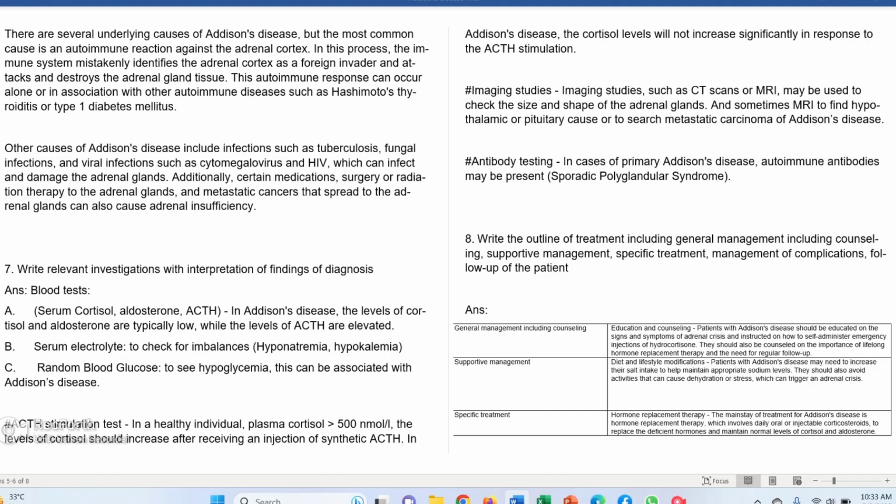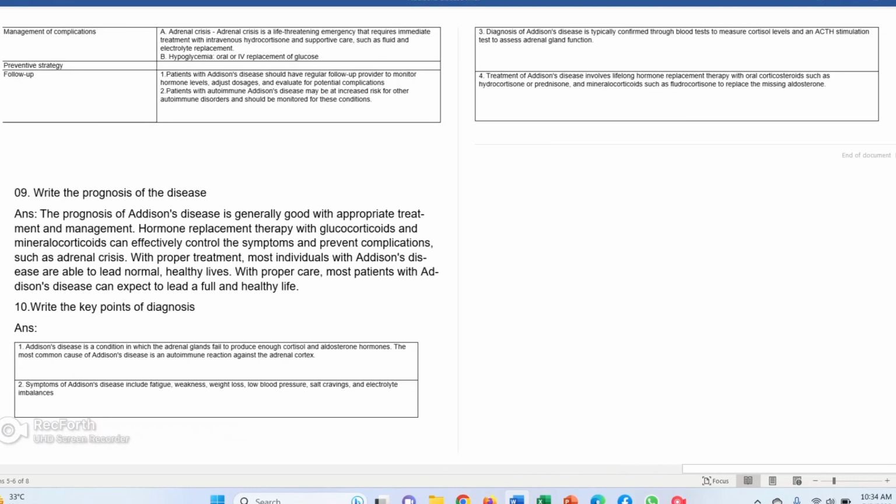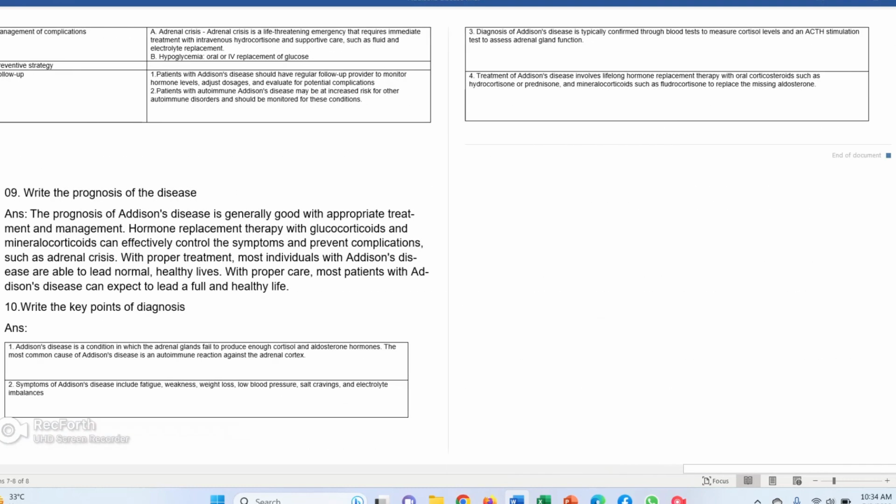Specific treatment, hormone replacement therapy. The mainstay of treatment of Addison's disease is hormone replacement therapy, which involves daily oral or injectable corticosteroids to replace the deficient hormones and maintain the normal level of cortisol and aldosterone.